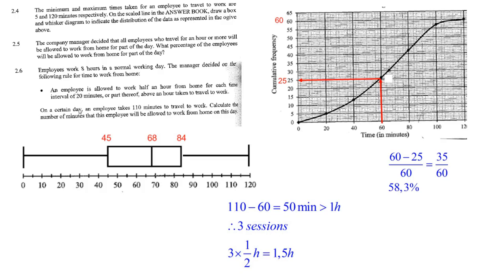So then they say, okay, say you've got an employee that goes 110 minutes. Well, how many more than an hour? It's 50 minutes more. Now they get to stay home for a half an hour a day for each one of these 20-minute or part of sessions, 3 sessions. Well, 3 times a half an hour is 1.5 hours.